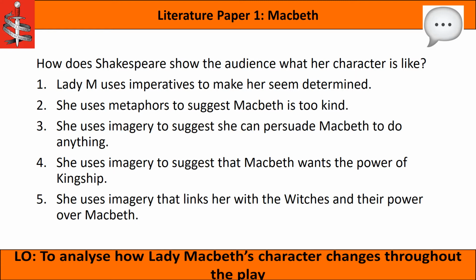Any imagery that she uses to suggest that Macbeth does want the power of kingship, and any language or imagery that she uses that links her with the witches and with their power over Macbeth. Okay, take 5 minutes to do this task, please. You can either write on the extract if you've got the workbook in front of you, or write down the quotations in your book. I'd write down the points that I've got on the PowerPoint as well, so that when you're revising you can remember what the quotations are showing about Lady Macbeth's character.